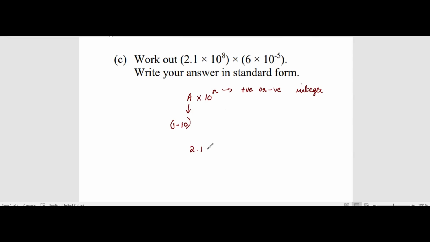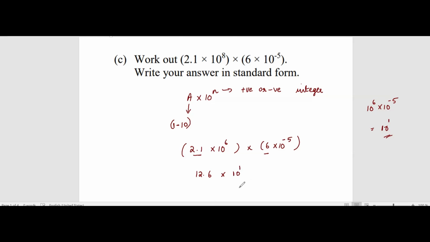Now, this question here, 2.1 into 10 to the power of 6 multiplied by 6 into 10 to the power of minus 5. So let's first multiply the numbers here, 2.1 into 6. So 2.1 multiplied by 6, we'll get 12.6. And 10 to the power of 6 into 10 to the power of minus 5, we know that we just have to add the powers. So 10 to the power of 6 minus 5, we will get 10 to the power of 1. So 12.6 into 10 to the power of 1 will be your answer.